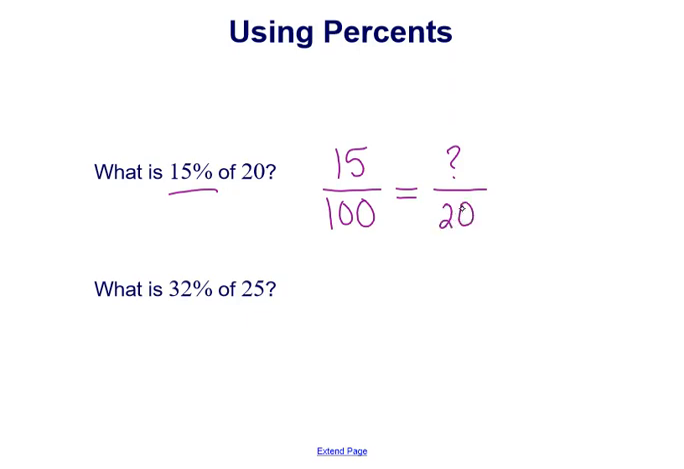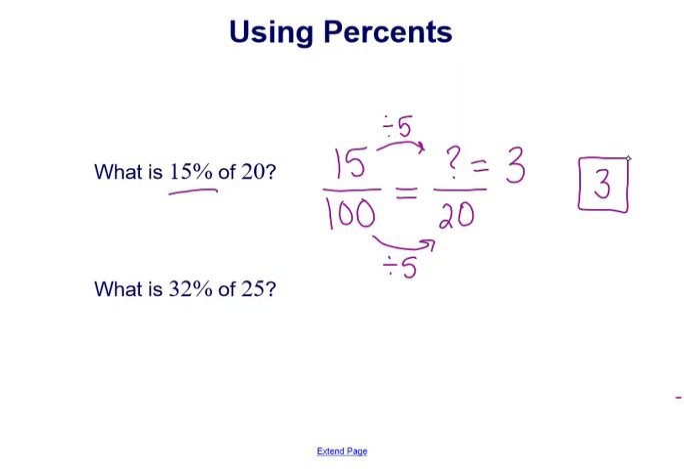We can then solve for that unknown by looking at the relationship of the denominators and doing that same relationship to the numerators. From 100 to 20, we have a relationship that is dividing by 5. So I want to divide the numerator by 5, so it has that same relationship when I go from 15 to some unknown number. Well, if I divide 15 by 5, that unknown number would be 3. So it looks like 15 over 100 is equal to 3 over 20. So 15% of 20 is equal to 3.